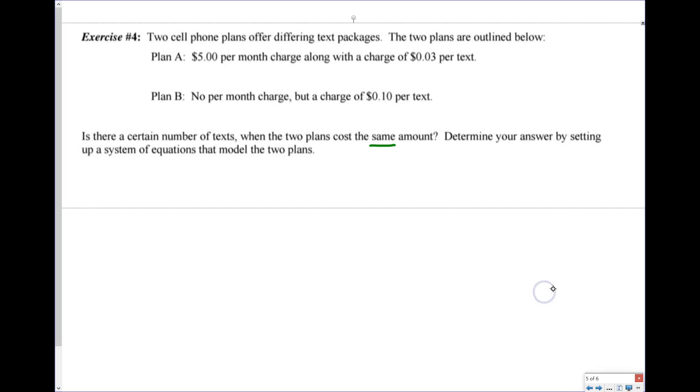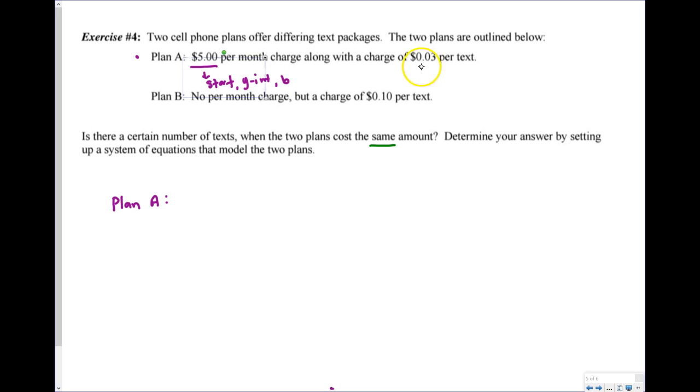Let's make Plan A purple, and let's write an equation for Plan A. So Plan A, $5 per month charge along with a charge of 3 cents per text. So this 5, that's my starting value, like my y-intercept or my b value. And this is my rate, the 0.03. So I'm going to have an equation that looks like this: y equals 0.03x plus 5. Right? 0.03 is my rate and 5 is my starting point.